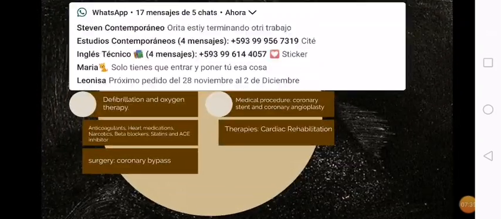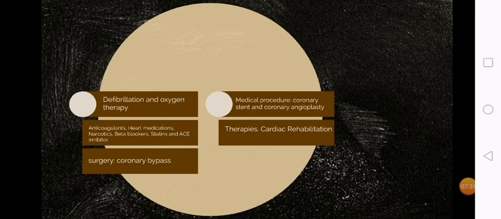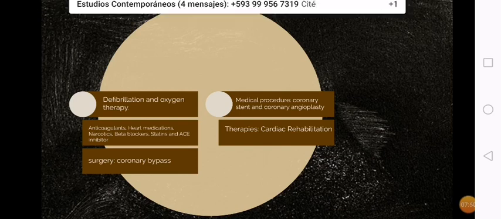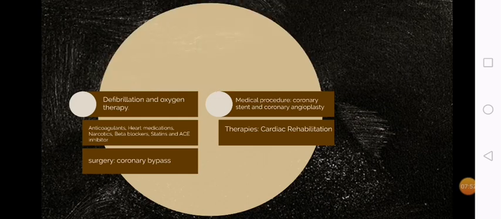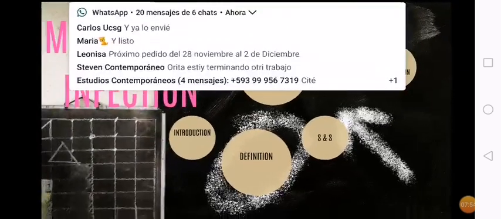Treatment. The first measures are oxygen therapy, anticoagulants, heart medication, narcotic, beta blocker, and ACE inhibitor. Surgery: coronary bypass. Medical procedure: coronary stent and coronary angioplasty. Therapies: cardiac rehabilitation.